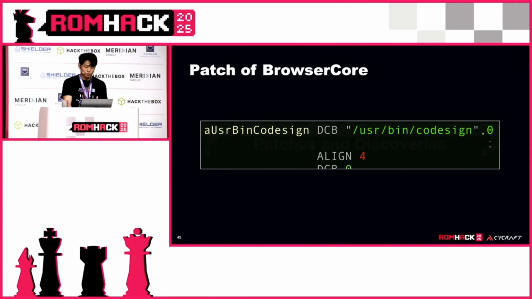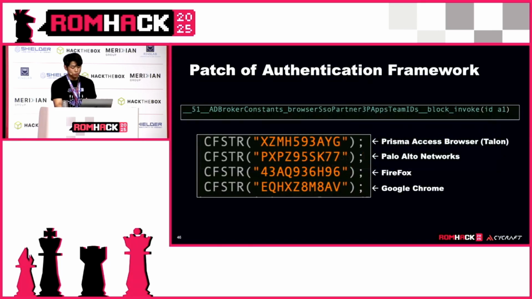Originally, Microsoft used a relative path when calling the command, which allowed us to perform a path interception attack. And in their fix, they replaced the relative path with an absolute one, and it makes sense. Next, Microsoft also improved their check against our direct SSO call attack. Previously, some third-party vendors only validated the bundle IDs.